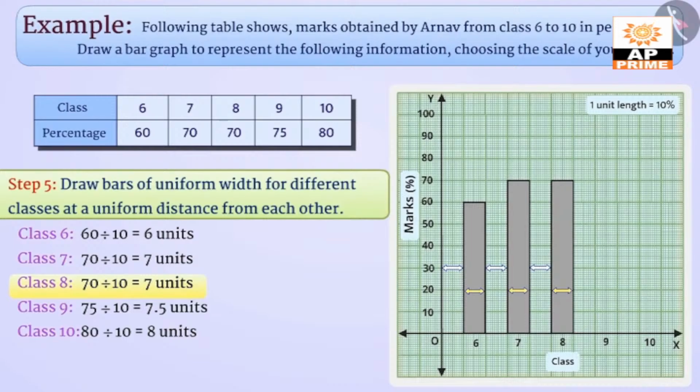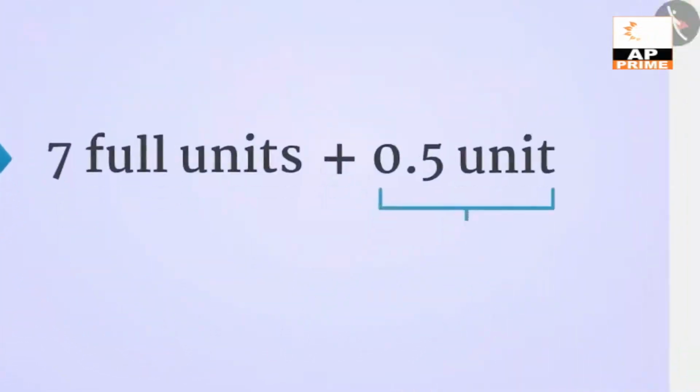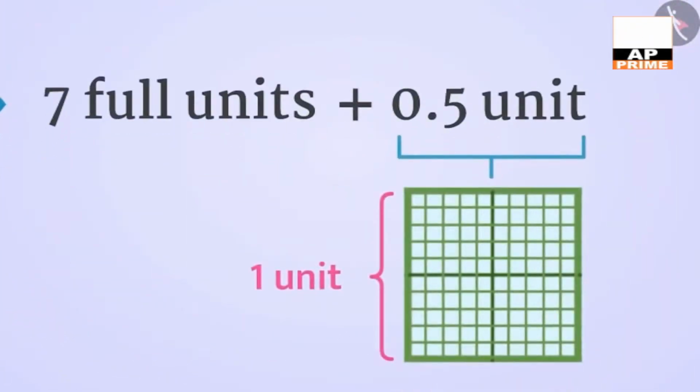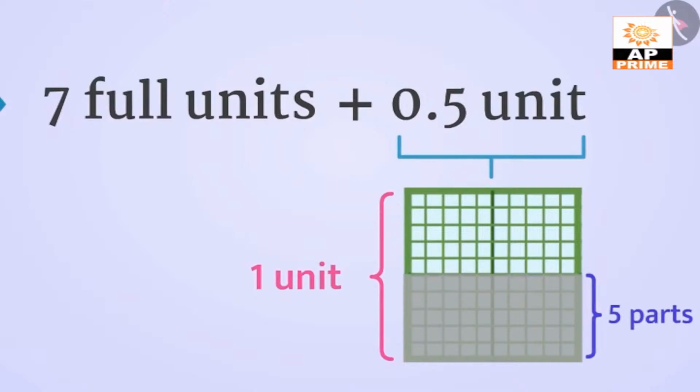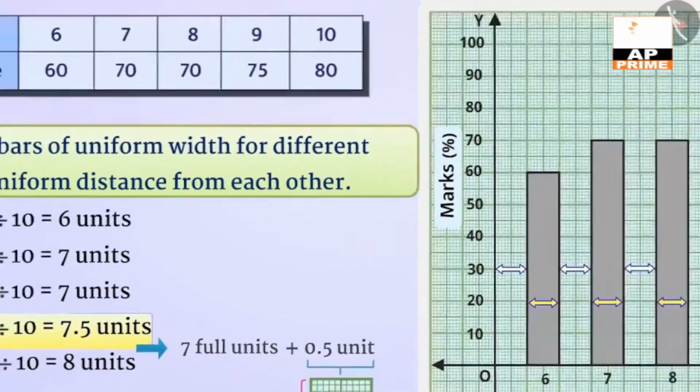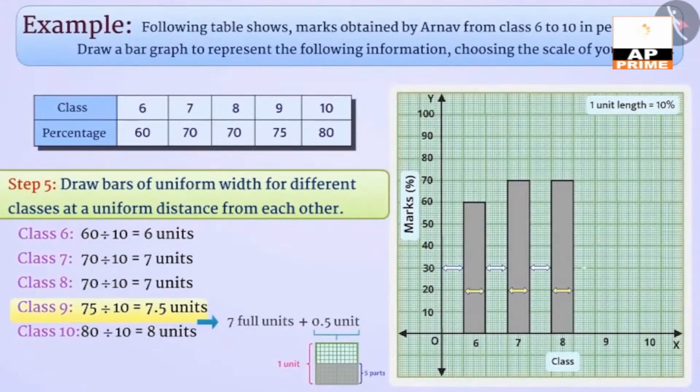Now, can you tell how will we draw a bar for class 9? Think for a while. You are absolutely right. 7.5 means 7 full units and 0.5 units means 5 parts out of 10 parts of 1 unit. Therefore, for class 9, we will draw a bar of 7.5 unit length in this way.